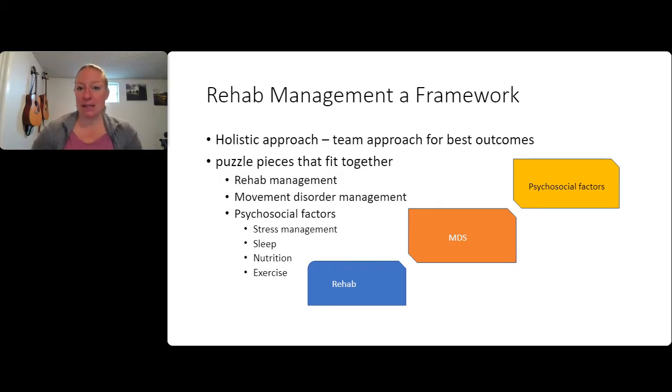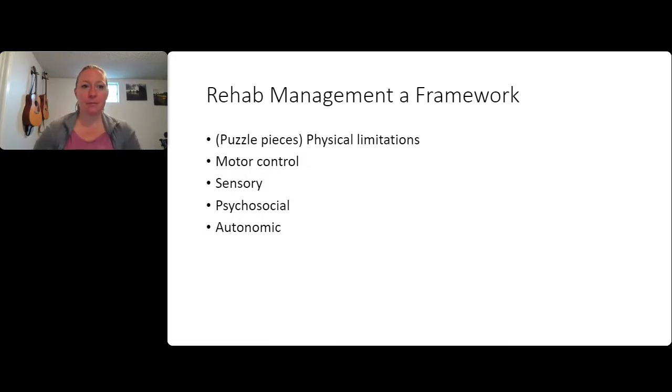Okay, so that said, let's look at the rehab management framework. Again, I like to think of these as puzzle pieces or even a circle that comes together. I'm going to look at my patient and identify what are the physical limitations that I'm seeing with this dystonia. What are the motor control issues? What are the sensory issues? And then what are some of those psychosocial components? And then what are the autonomic components?